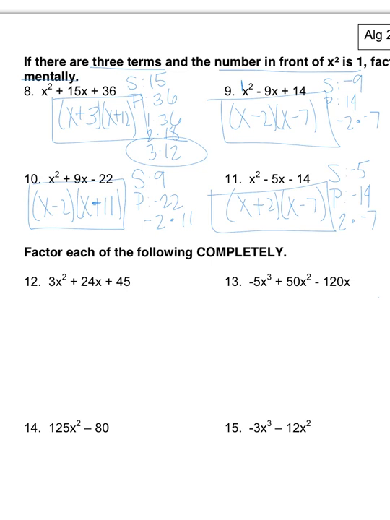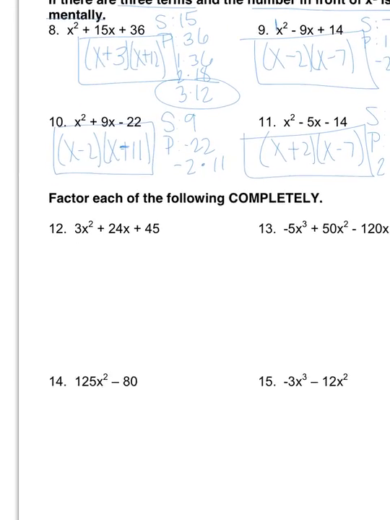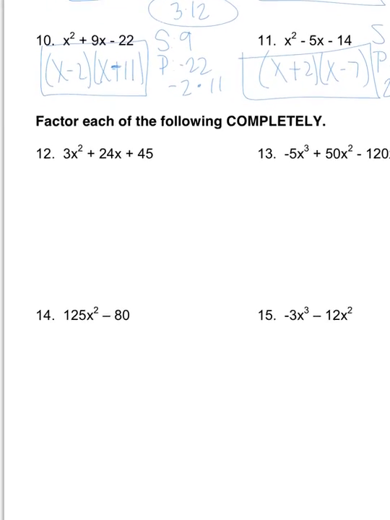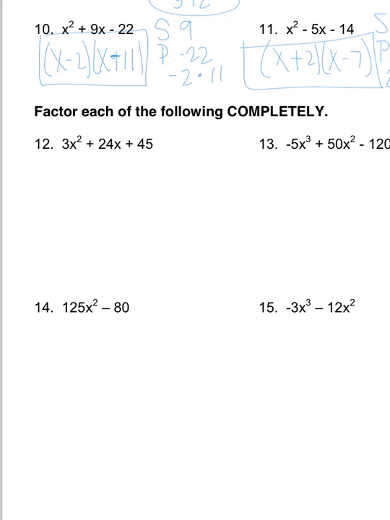All right, now we're going to look at number 12. This next part, we're going to factor each of the following completely, which means we're going to factor until we can't factor anymore. So remember, the very first thing that we check for is GCF. So on number 12, notice the GCF, the greatest number that would go into all three is a 3. Let me write that somewhere else.